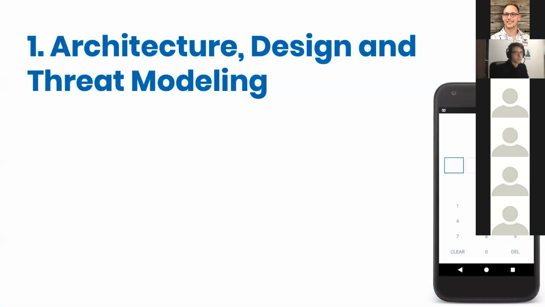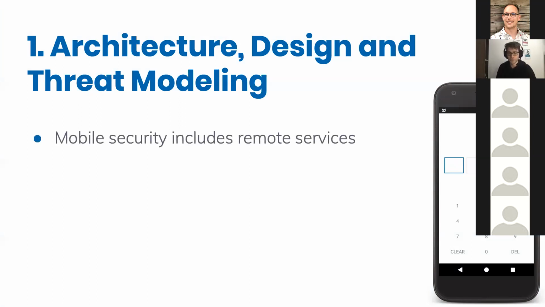So, chapter number 1 talks about architecture, design, and threat modeling. Chapter 1, generally speaking, is about aligning all the pieces. Things it will mention are, for example, that when you're dealing with mobile security, you should also include your remote services. So mobile security is not only about your mobile phone. It also includes the backend that the app is talking to.